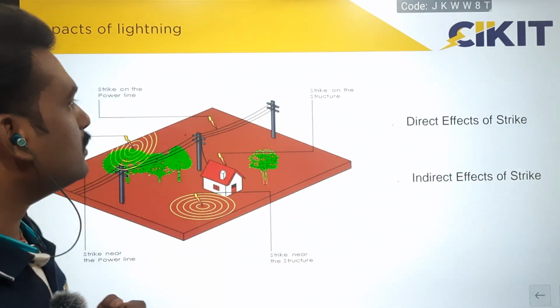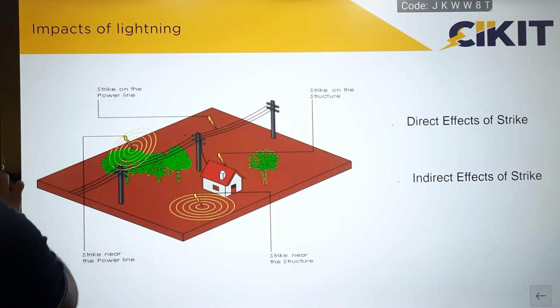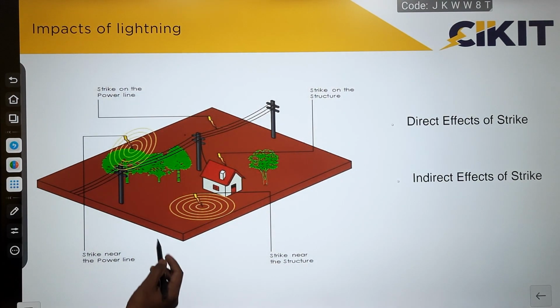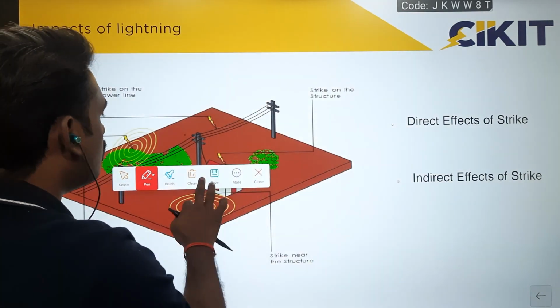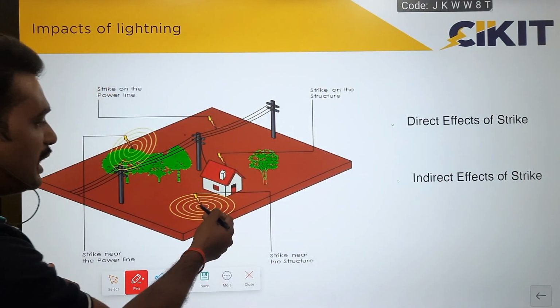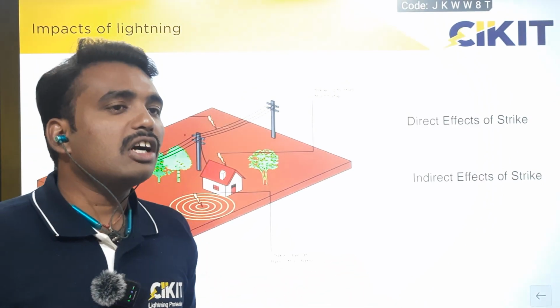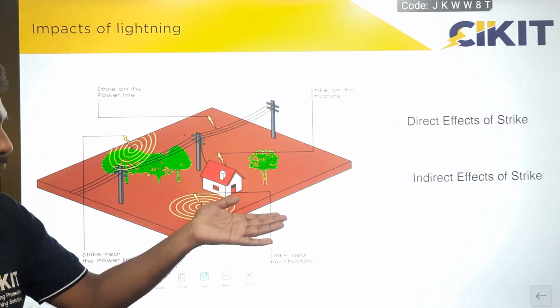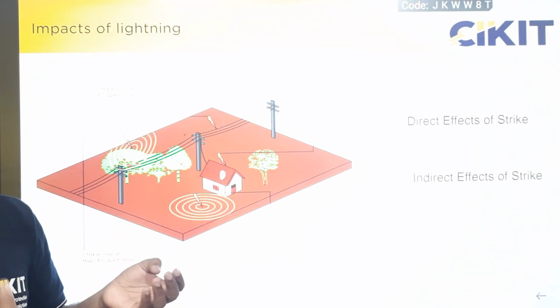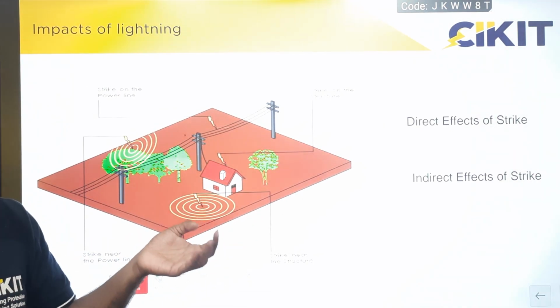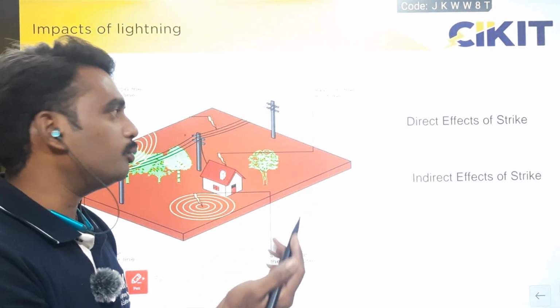If you take the damage sources, there are four different sources of damage. The first source is lightning striking directly on the building. Apart from that, if lightning strikes near the building, because of the discharge, the ground potential will be much higher. Because of the increase in ground potential, cattle and electronic equipment may get damaged.